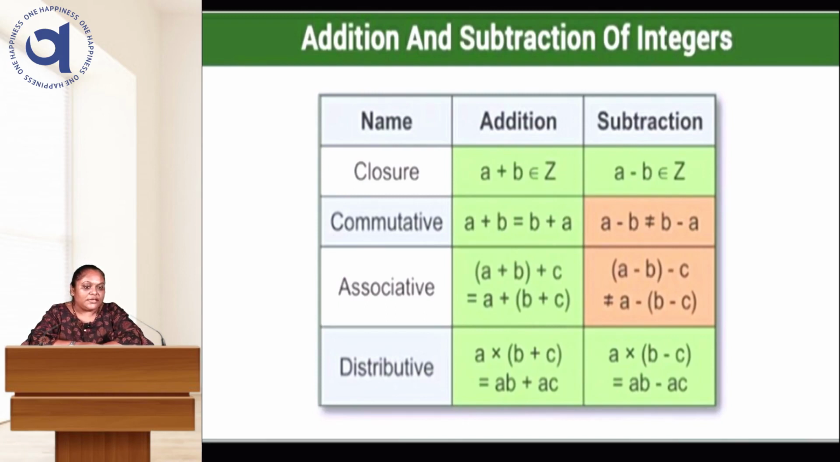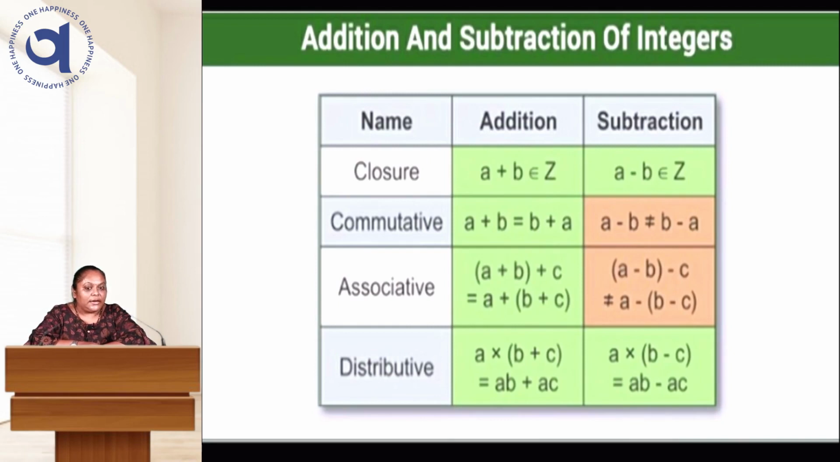If you do a minus b minus c, it is not equal to a minus b minus c grouped differently, because in subtraction negative integers may come up, and the answer will not tally. So, the associative property does not hold under subtraction.